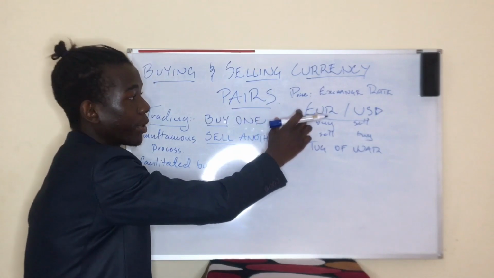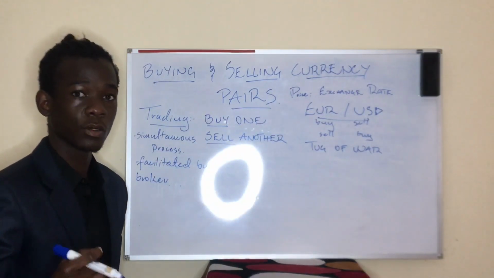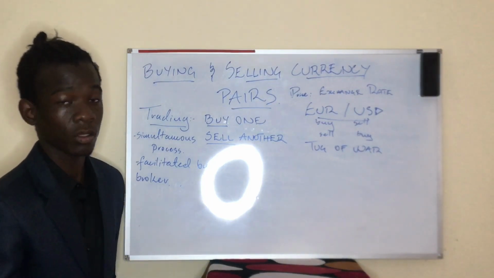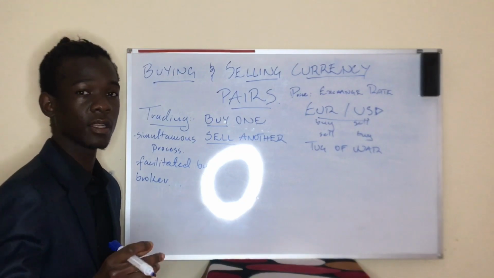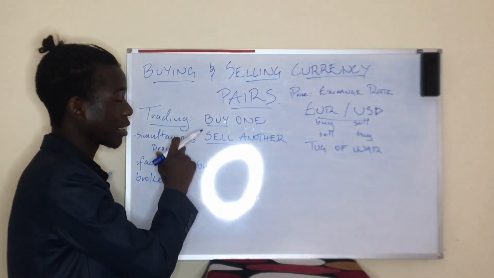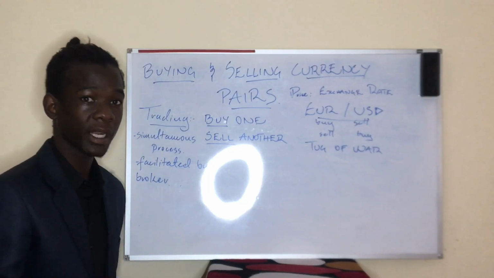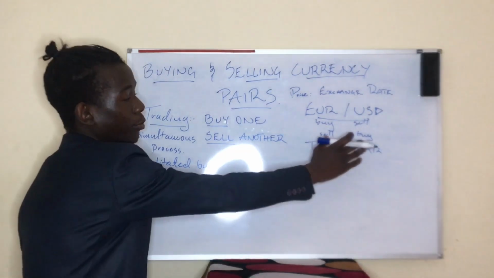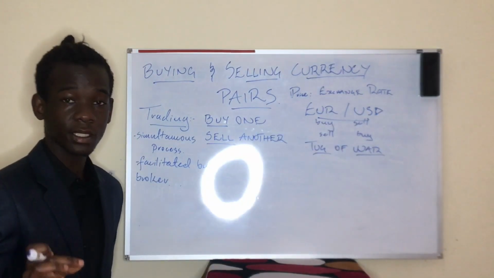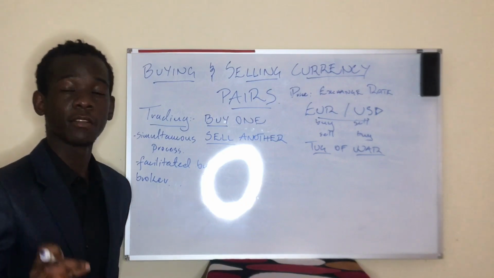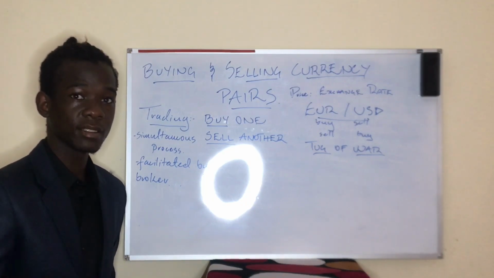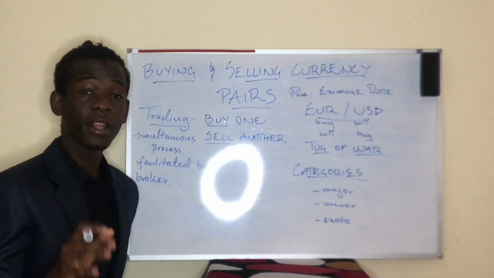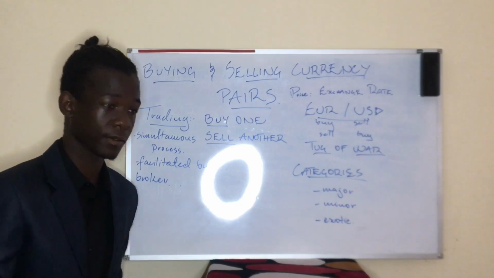Now, this currency pair has a price, and its price is known as the exchange rate, which means it's the relative strength of the euro against the dollar, or of the dollar against the euro. Same thing. The next thing we've said is that because it's a simultaneous process, if you buy the euro, you're going to sell the dollar, and if you sell the euro, you're going to buy the dollar. Now, the last point about currency pairs is that there are three categories. The first one is majors, the second is minors, and the last is exotics. Another name for minors is crosses.